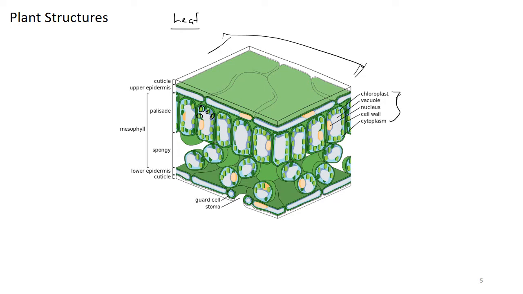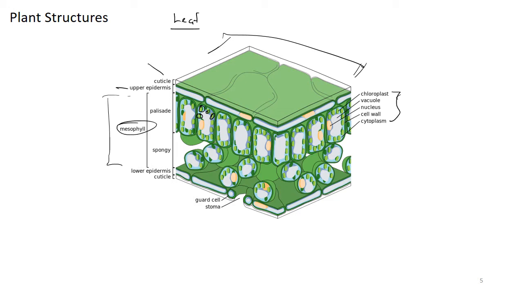You'll notice that there are a few layers here. First off, we have the cuticle, which is kind of a waxy layer. It lets water run off of it, so it just doesn't penetrate the cells too much. Then we have the upper epidermis, which is basically their skin. So there's a thin layer of cells, and it's usually just 1 or 2 cells thick. And then we see this middle region, which we call the mesophyll.